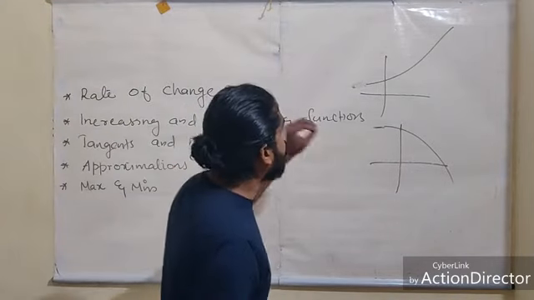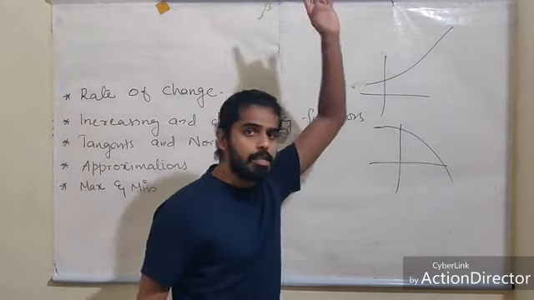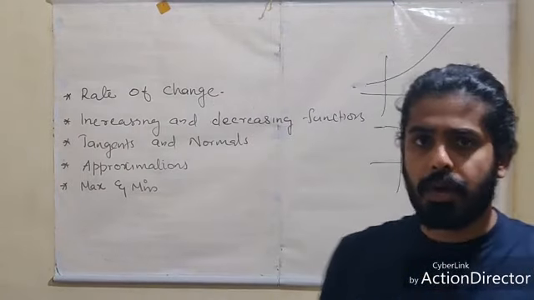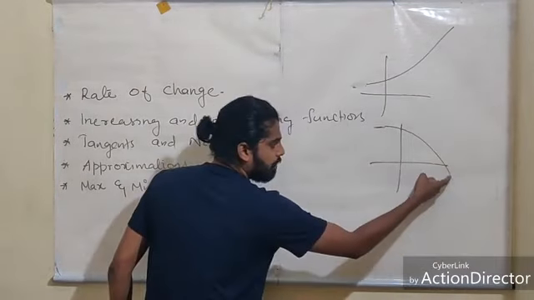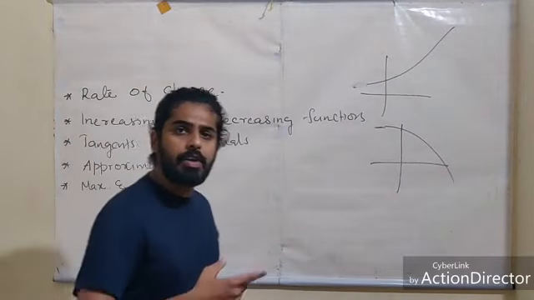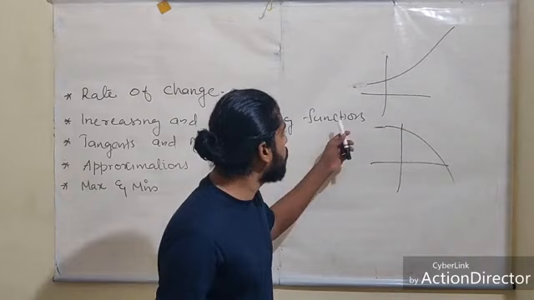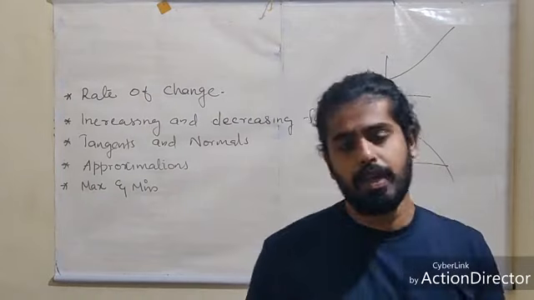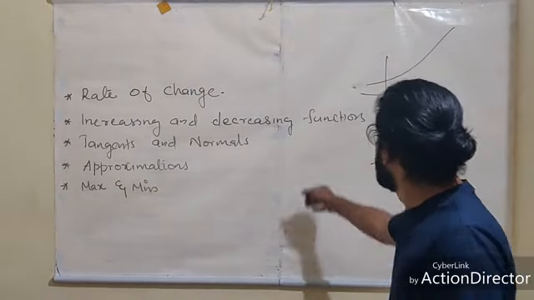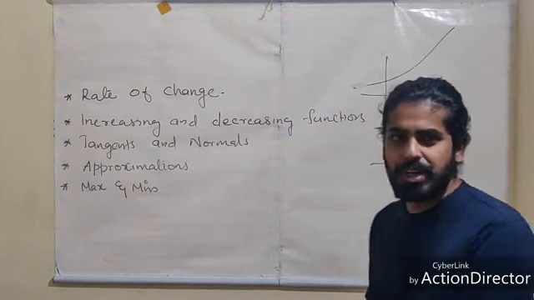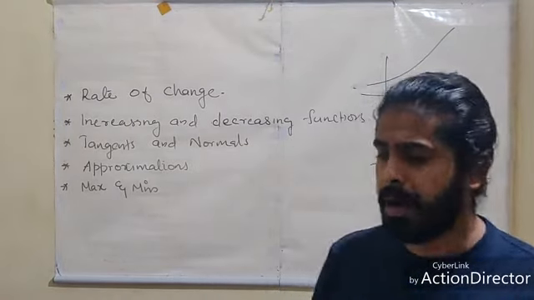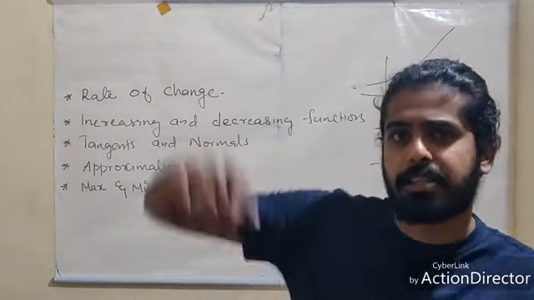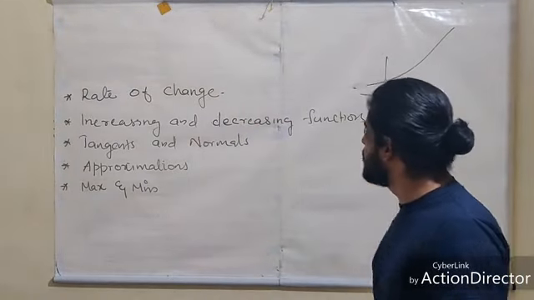If the height of the graph is rising upwards while going from left to right, then it is said to be an increasing function. Considering it from left to right, the height of the graph is increasing, and that means increasing function. In this section we will learn how we can say that a function is increasing without drawing the graph, by the concept of derivative. How can we say this function is increasing in a particular interval? So this is increasing and decreasing functions.